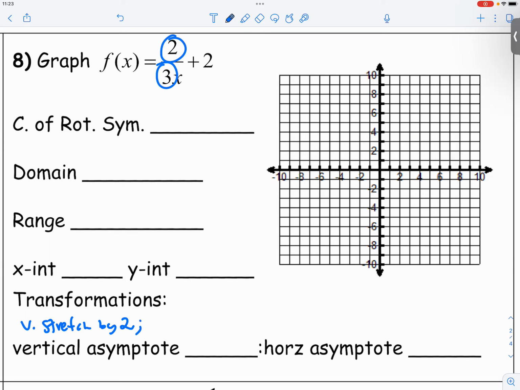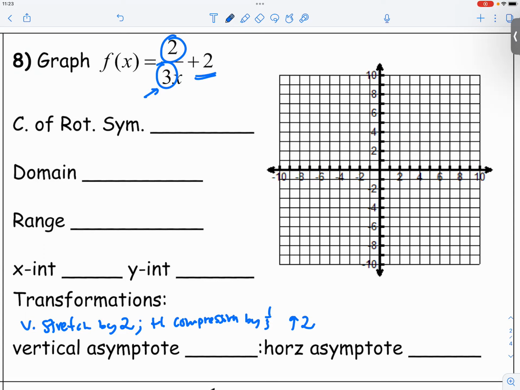The next one, now there's a 3 right here. That's a B value. And remember that when you have the B value, you interpret it as the reciprocal. So this is actually a 1/3, and this is a horizontal compression by 1/3. Okay. And of course, we'll move up by 2. That's the 2 at the end.